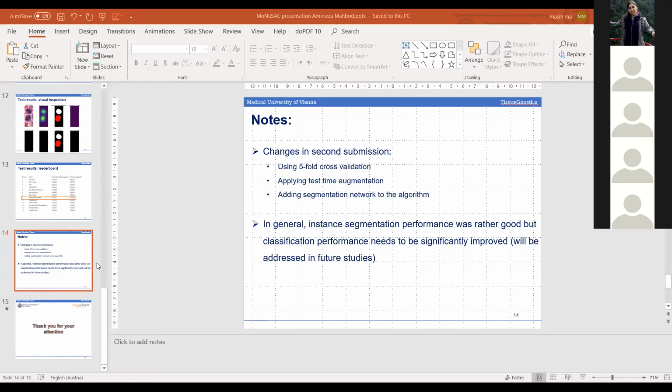Okay, thank you. Thank you, Mirza, for the presentation and specifying the differences between MoNuSAC and MoNuSAC. I stop sharing the screen. Yeah, thank you. I would like to invite our next presenter, Hasib Zunair, to present his work.